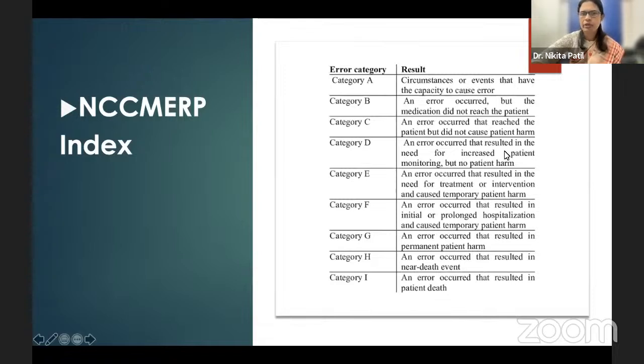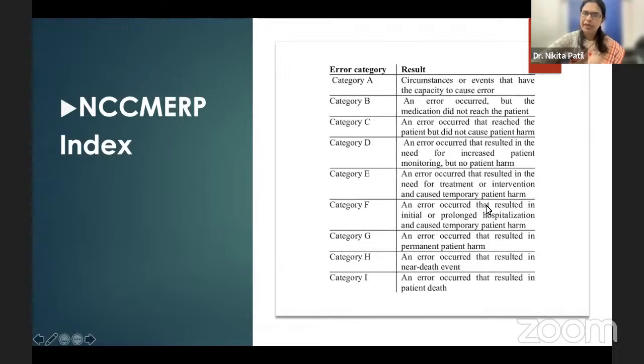Okay? Category D, an error occurred that resulted in the need for increased patient monitoring but no harm. Many a times this comes across where respiratory depression is seen or the patient feels nausea, there is headache post-spinal. So we observe and monitor. No patient harm as such. Category E is categorized as an error occurred that resulted in the need for treatment and intervention and caused temporary patient harm. So this can be the rocuronium and Rogam case.